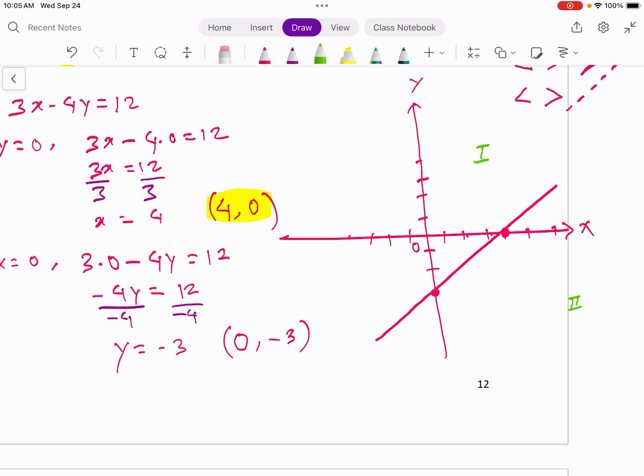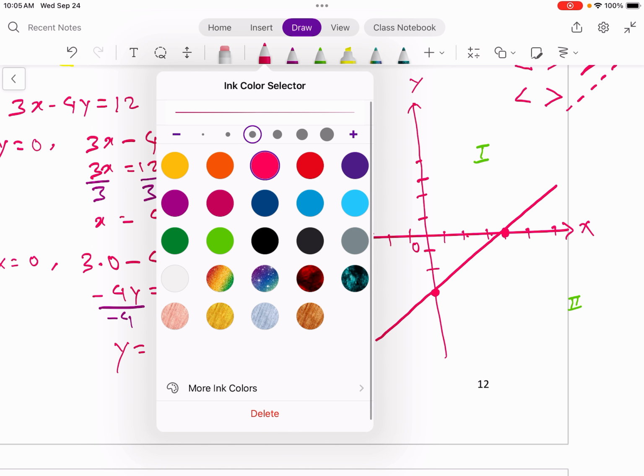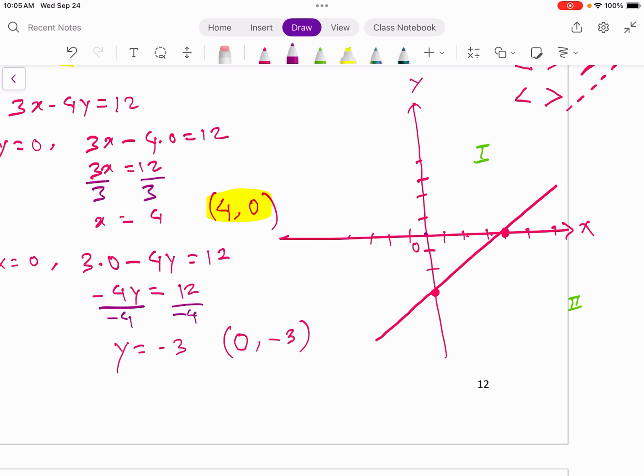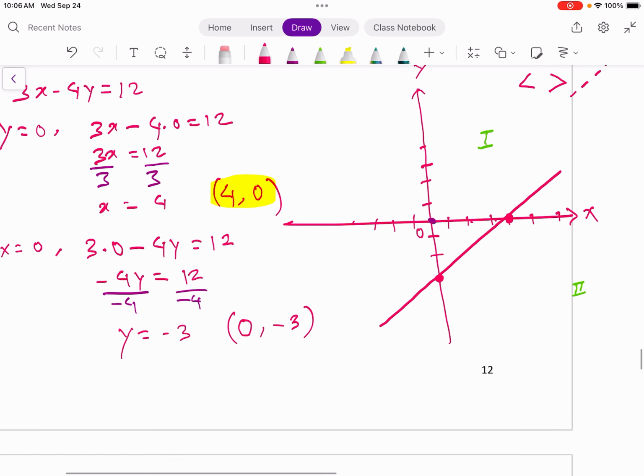So choose one point. What point do you want to choose? Do you want to pick one point on this Cartesian coordinate system? Let's go with the easy one, the origin. Okay, so let's pick (0, 0).